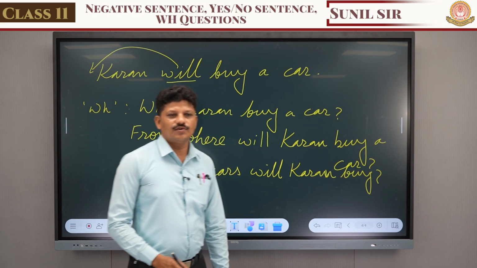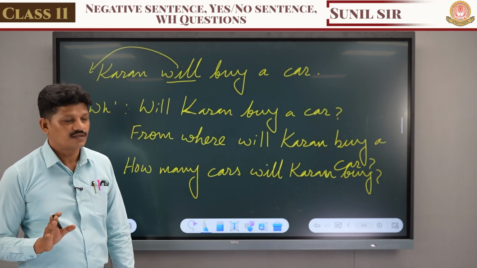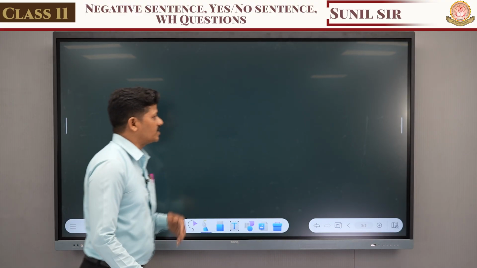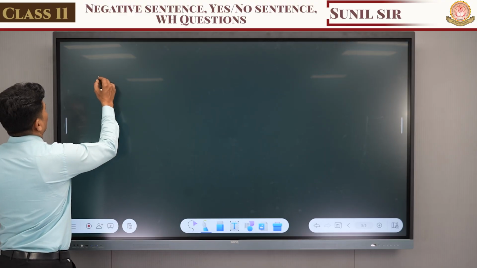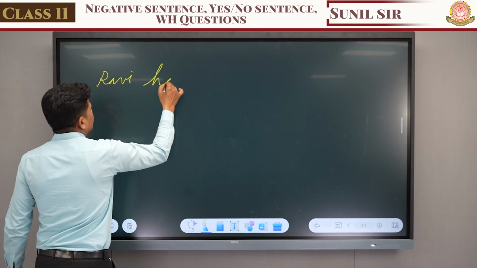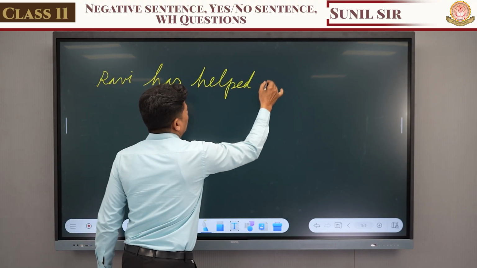So in this way you can go on making different WH questions. So let us see one more example for the WH question. Ravi has helped Mona.